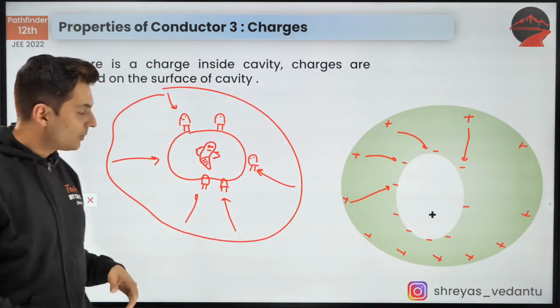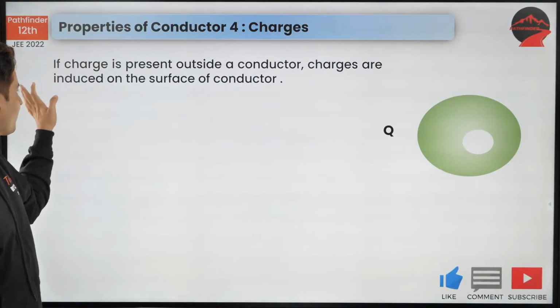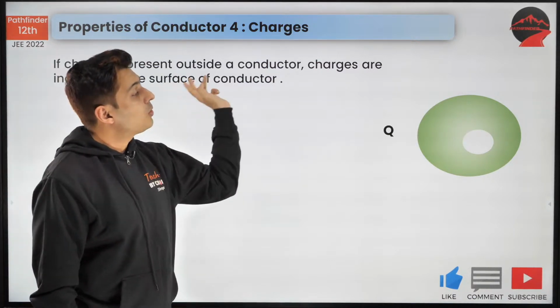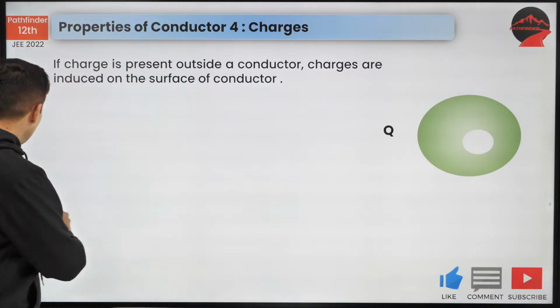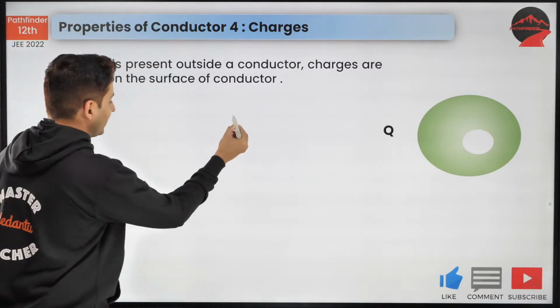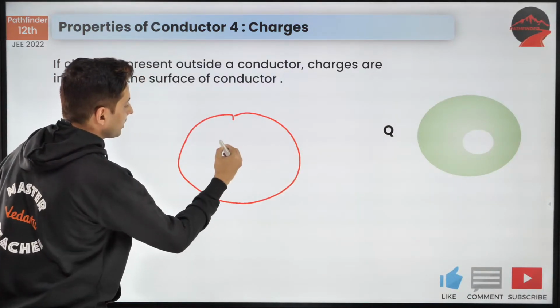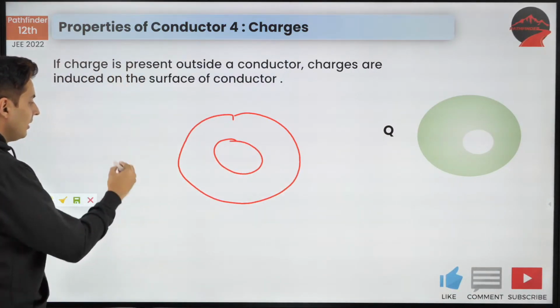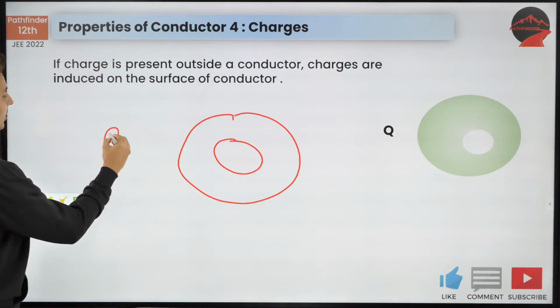All right. So let's get going to the next property. If there is a charge outside that thing, that means this is a room, there is a pond, and there is a beautiful champa over here.